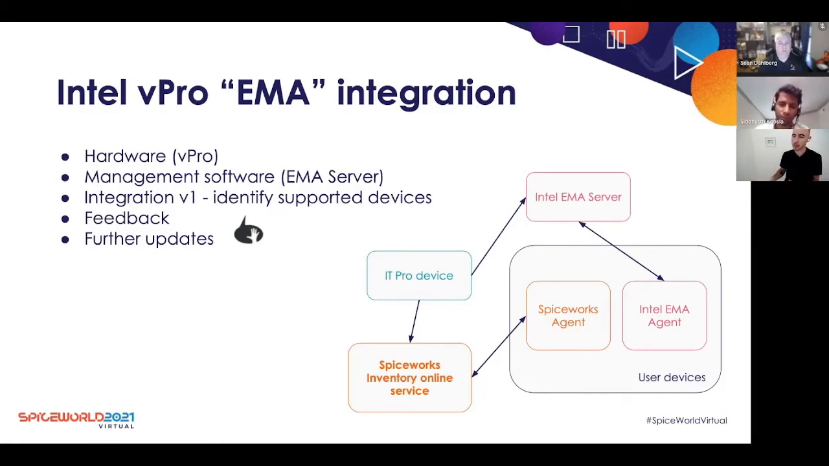So some devices will show an unknown status, indicating that we're not sure whether they support vPro, and some devices will show a vPro capable status. That's our way of informing you that you've got the hardware already available. So there's nothing that you need to pay for at this point in order to make use of this technology. All you have to do is go set up the EMA Server, which is free, just like the Spiceworks Inventory Online product is. Once you've got EMA Server set up, there's some configuration that you do to what they call provision the device.